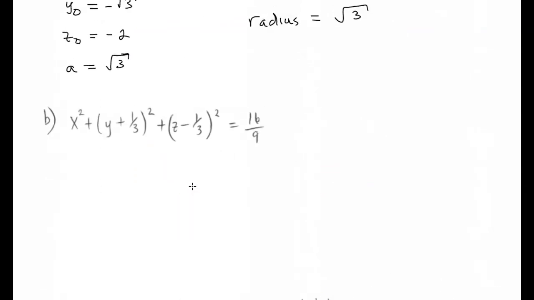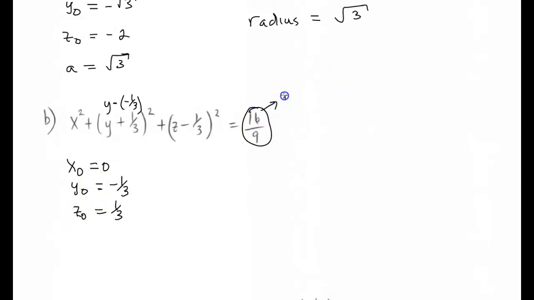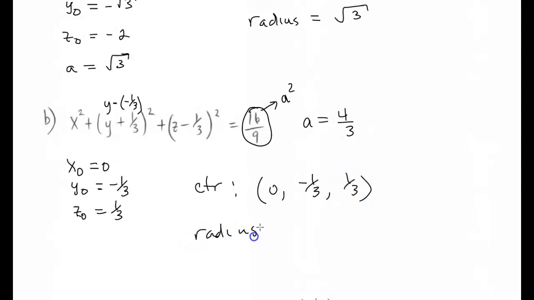All right, so our second example is very similar. For this first term, since we just have x squared, we know that our x sub 0 is 0. We know that this has to be y minus a negative 1/3, so our y sub 0 would be negative 1/3. And here, this fits the form z minus z sub 0, so our z sub 0 would be a positive 1/3. Of course, here, this is going to be our radius squared. So if we took the principal root of 16 over 9, we would take the square root of 16, which is 4, and the square root of 9, which is 3. And of course, we choose the positive answer because we want to represent length. So our center is just the point 0, negative 1/3, 1/3, and our radius is just going to be 4 over 3.